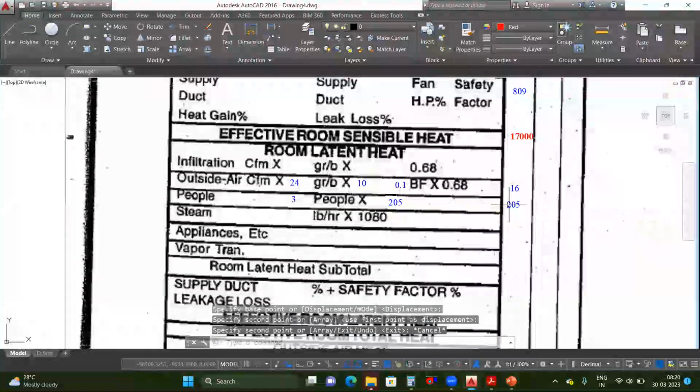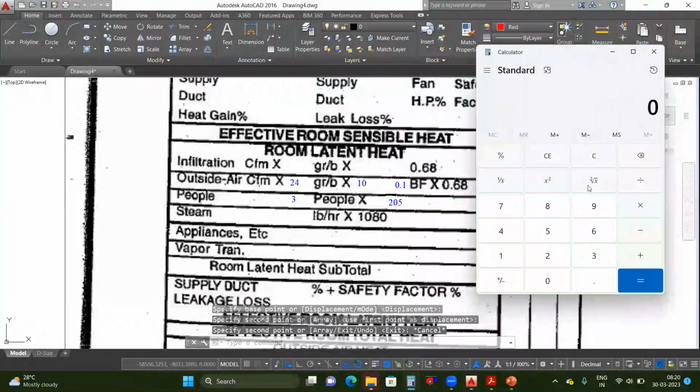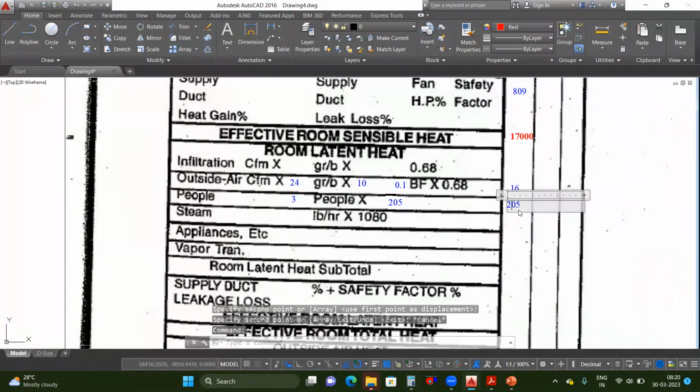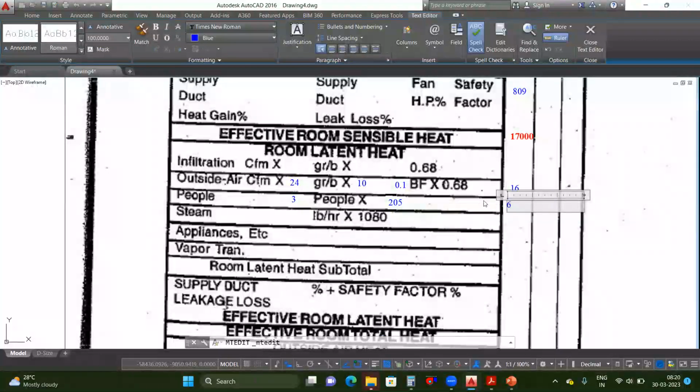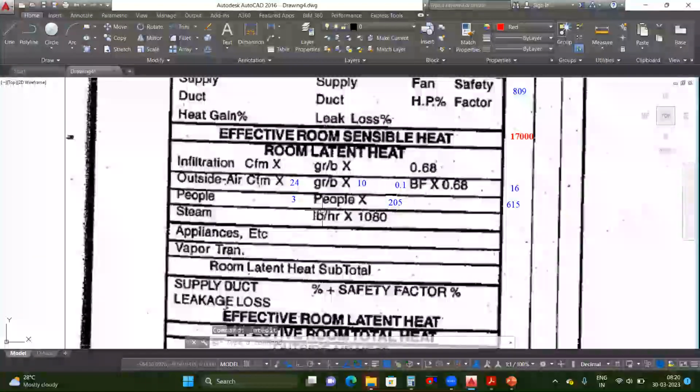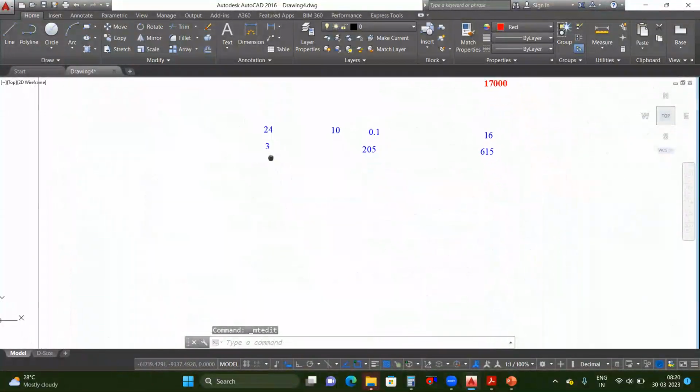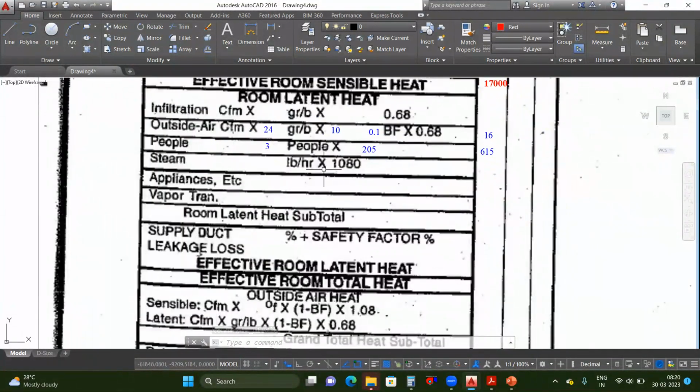So 205 multiplied by 3, 615. Okay, so the rest of the things do not require any steam generating, so steam is not required in our office areas. In pharmaceutical somewhere they will use it, and appliances vapor transmission also will not be there.